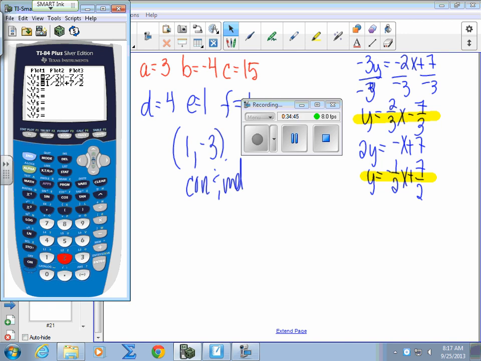Alright. When we graph these two lines, you see that they intersect, or that they should intersect, but their intersection is way out there. So I would like to go to Window and change the window. We want to change the minimum x value and the maximum x value. So I'm going to change this to negative 5, and I'm going to change this down here to 20.